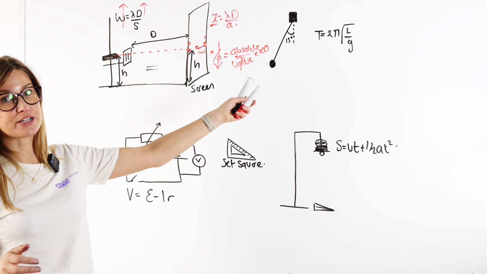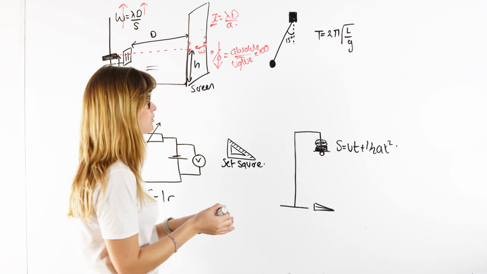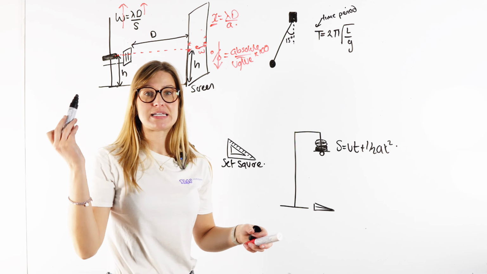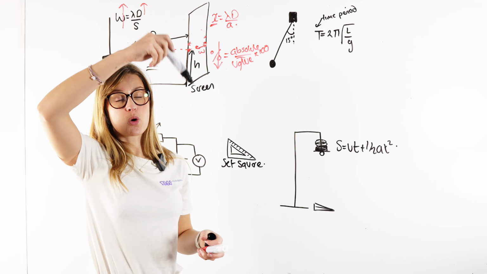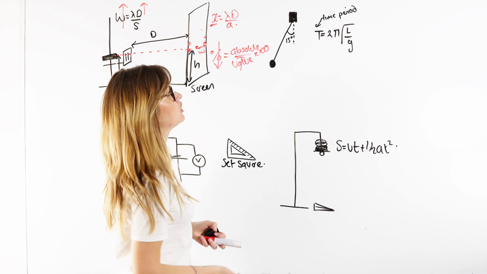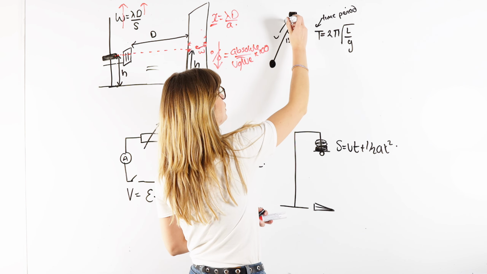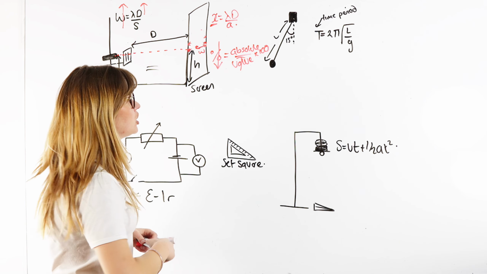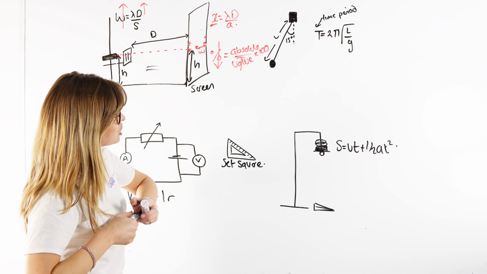So again, let's say we're doing our pendulum practical. So T is our time period. Remember, time period is the time it takes for one full oscillation or one full circle or one full wave. 2 pi, L is the length of our string, and g is our acceleration due to gravity. So let's say we're doing this experiment, trying to find out what the acceleration of gravity is. I'm going to change the length of my string and record the time it takes for one full oscillation.